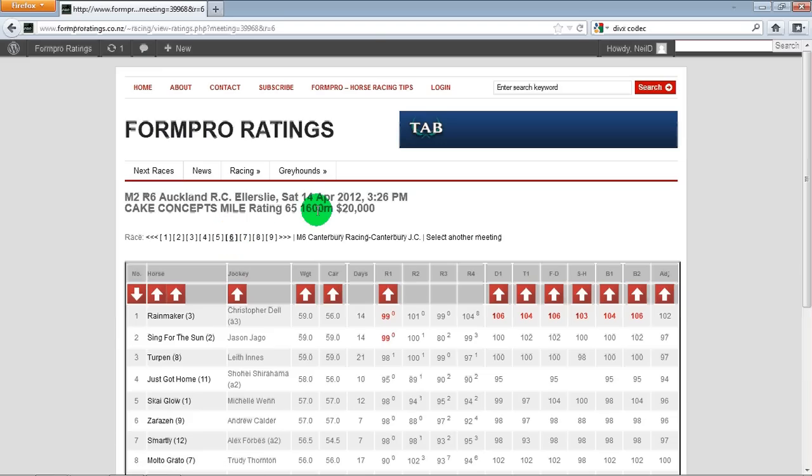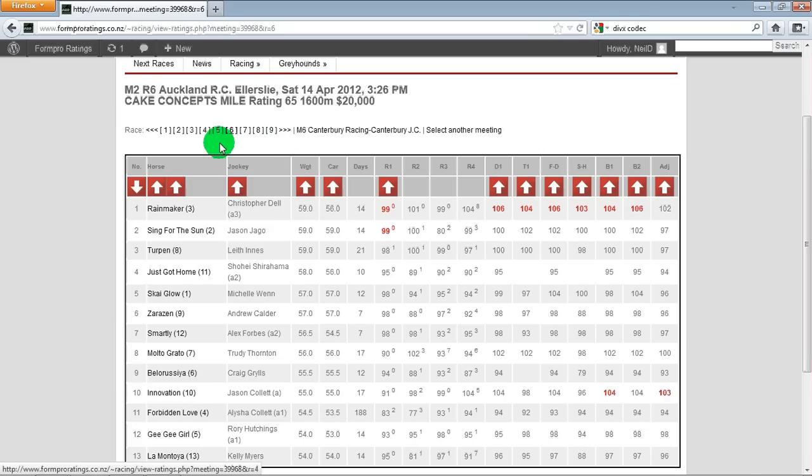An R65 over a mile, and I'll explain what these columns and the figures are all about, so you get a good feel for what is going on here. Firstly, there are all the race numbers up there, and if you want to go to another meeting like Canterbury on that day, just click on there and find the race you're after. Right, in the first column we have the horse number, followed by the horse name with the barrier draw, the jockey with any allowance the jockey can claim, the weight in the book it's supposed to carry, then the carried weight, that's the weight less the allowance. So for example, Just Got Home, 2 kg allowance, 58 kilograms in the book, carried 56 kgs.